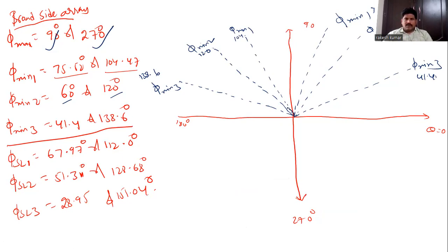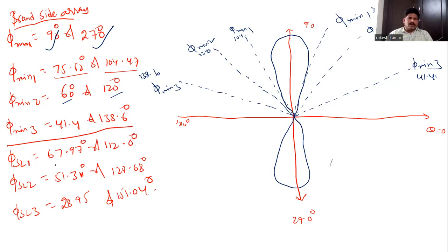Okay. Let us draw the maximum direction. This is my maximum radiation peak. That is in 90 degrees and 270 direction. 90 degrees and 270 direction maximum radiation.